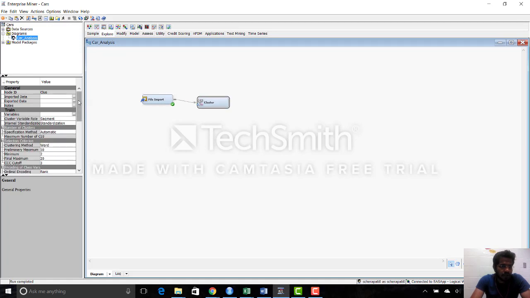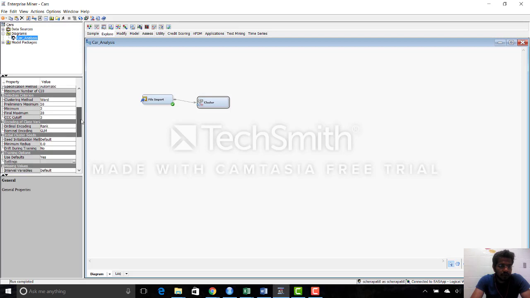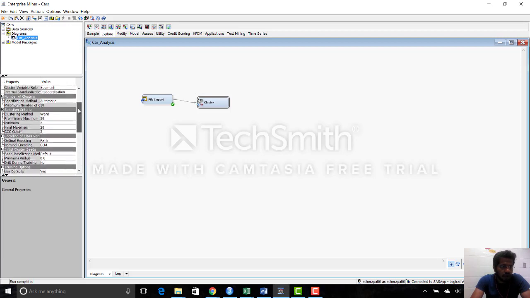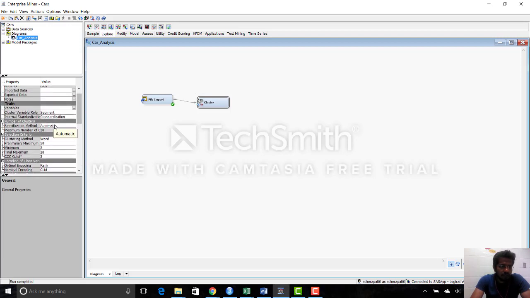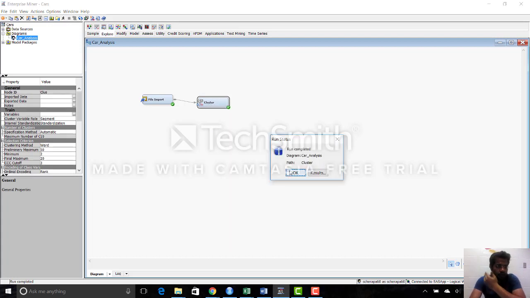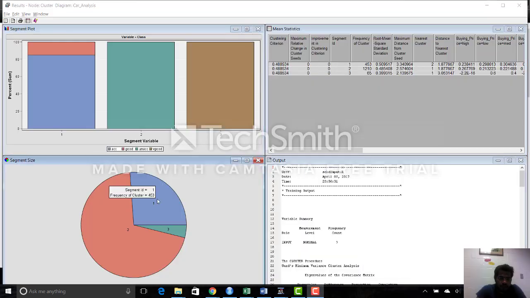There are a lot of variables in the clustering tab. We can leave them at default for now, and I am making the specification method automatic, which develops a hierarchical clustering. Now let me select this cluster and run it. Now the run has been completed, so let us look at the results. Here we can see that there are 3 clusters.